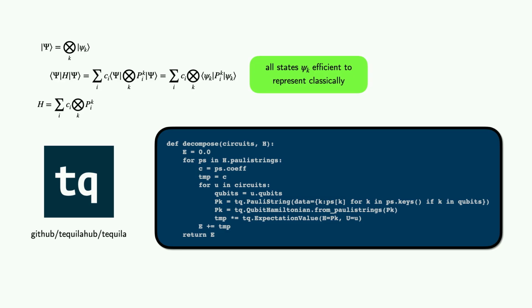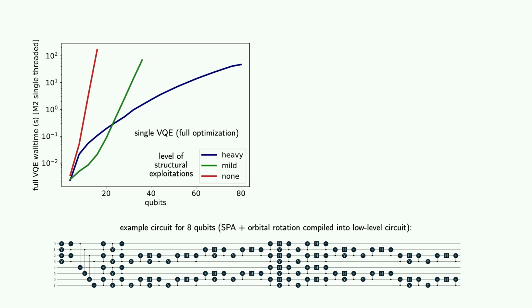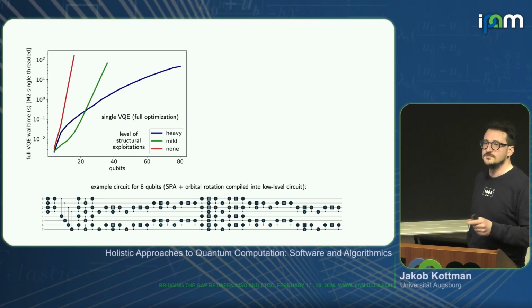And this is just some numerical benchmarks. If we do this, these are the wall times you would need on a now fairly old MacBook Air with an M2 processor. And this is how the full VQE optimization works for, in this case, these hydrogen chains. So 80 qubits would be 40 hydrogen atoms, and this shows how to fully solve these VQEs classically.